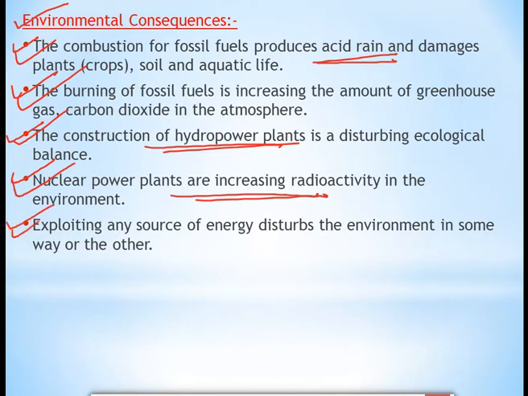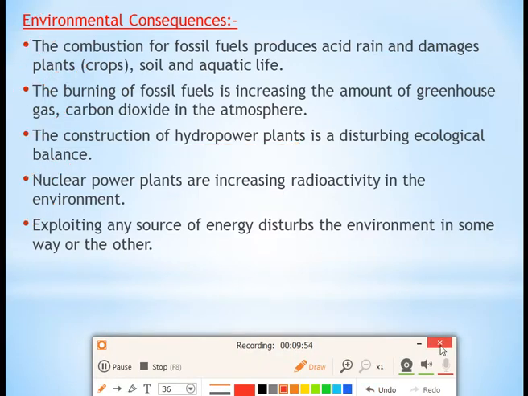Exploiting any source of energy disturbs the environment in some way or the other. Means if we make changes in any of the sources of energy, if we are getting electricity from the sources of energy, but in one way or the other, they are disturbing our environment. It is affecting our environment. Right? So these are the environmental consequences.